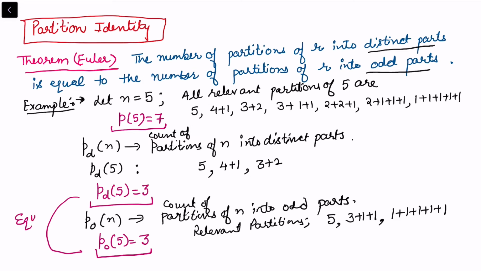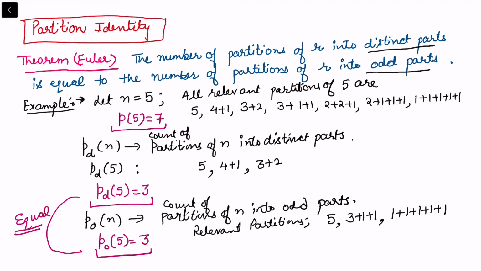So this is the partition identity. If we are equating two different counts, then we consider this as a partition identity. So the theorem says the number of partitions of n into distinct parts is always equal to the number of partitions of n into odd parts.